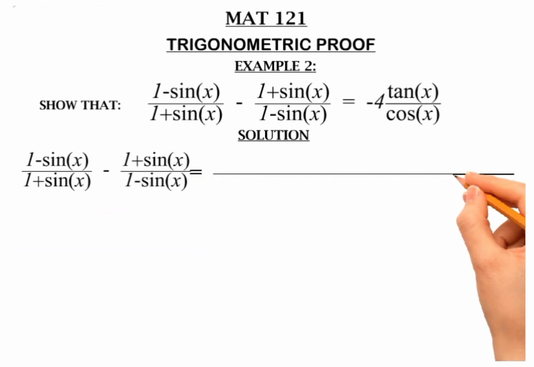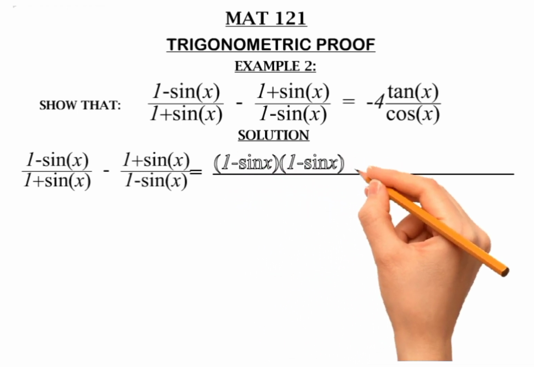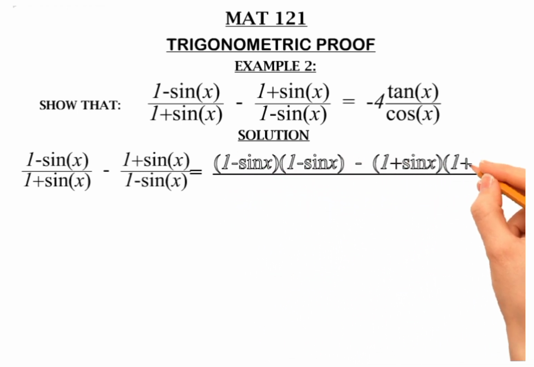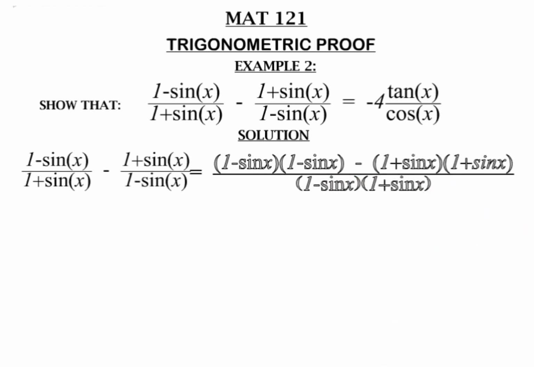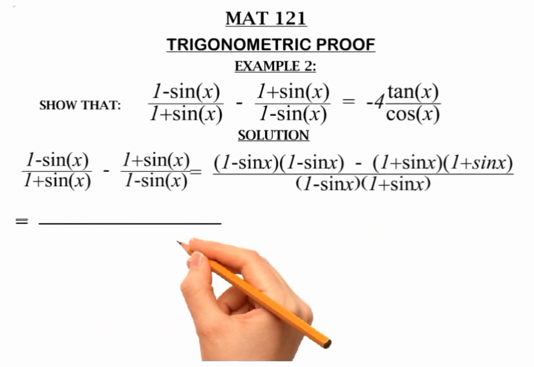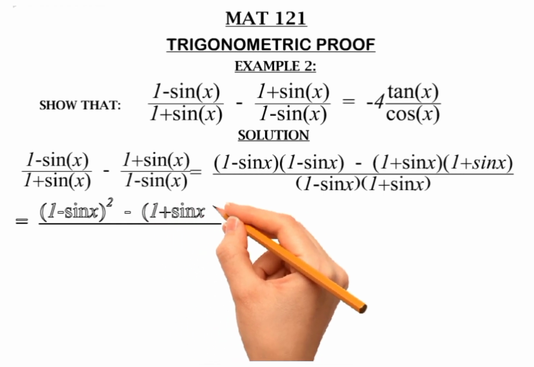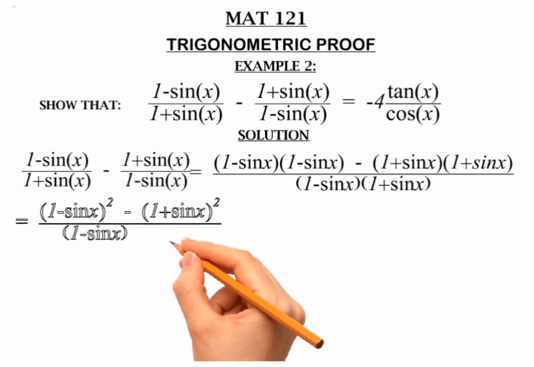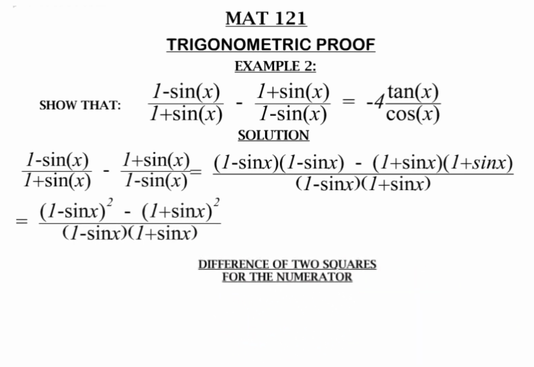We have (1 minus sin x) times (1 minus sin x) minus (1 plus sin x) times (1 plus sin x) over (1 minus sin x) times (1 plus sin x). When arranged, this gives the difference of two squares in the numerator. Using the idea of algebra, it can be simplified as follows.